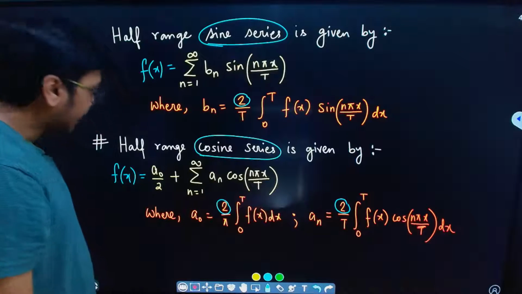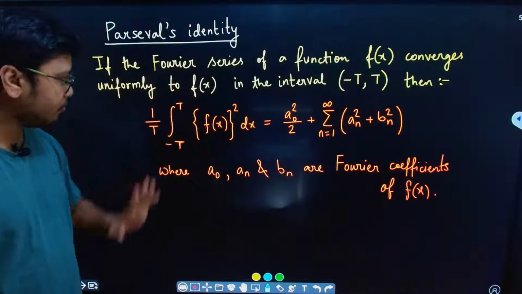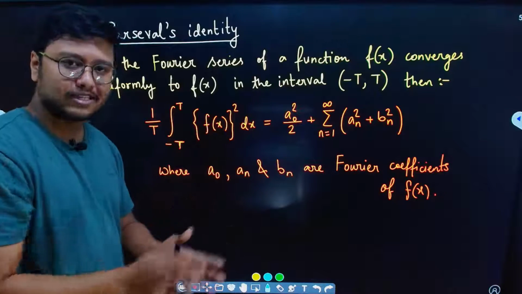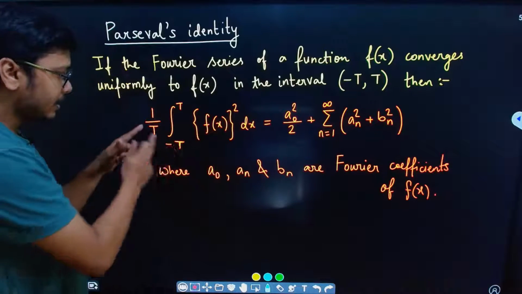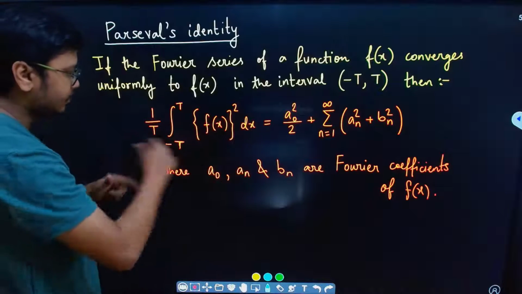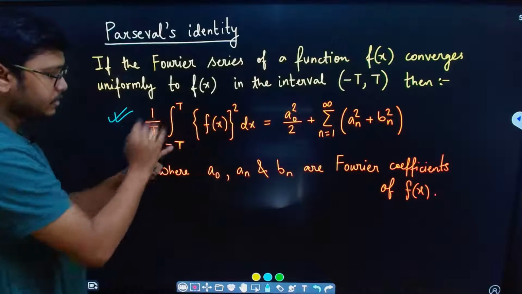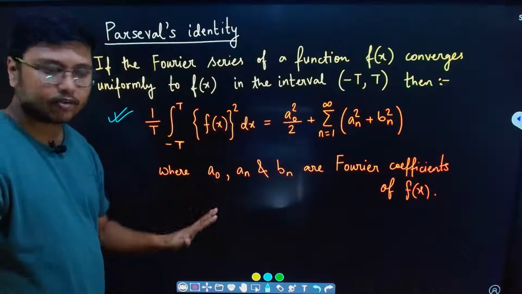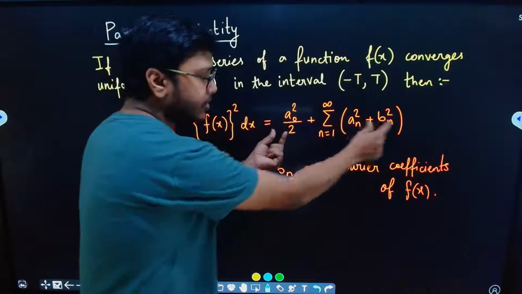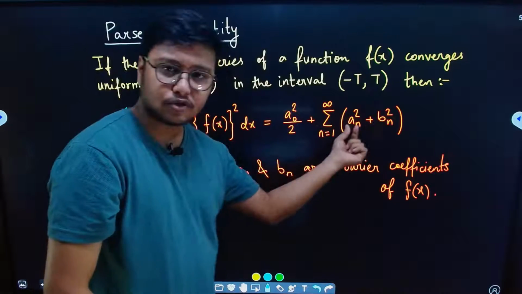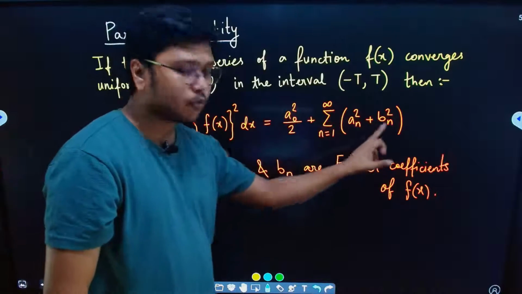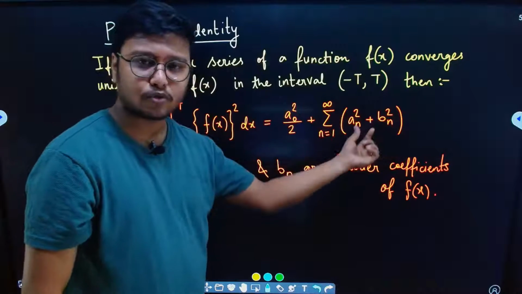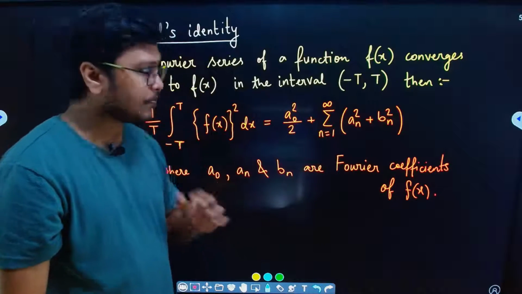And for Parseval's, the formula was, if it is a normal sine cos Fourier series involving both the terms, then this was the identity of Parseval's: 1 upon t, minus t to t, the integration of the whole square of the function. The coefficients are going to be there. The sine cos is not there. The whole square of the coefficients are going to be present: a0 square by 2, an square, bn square. The sine cos part is not there.